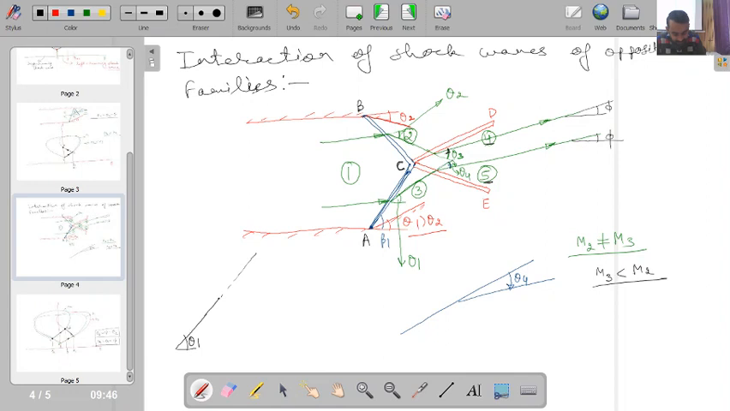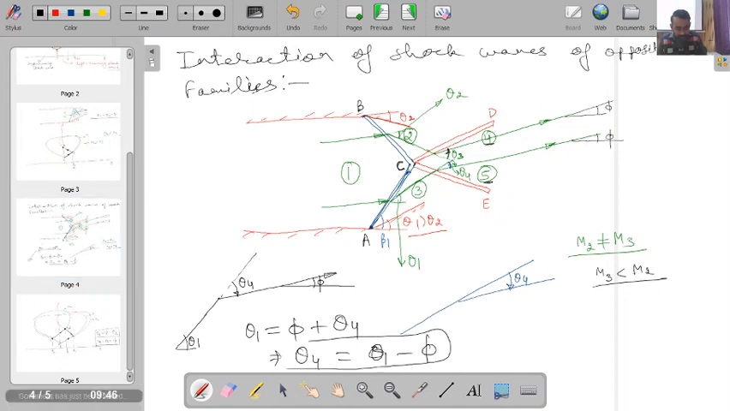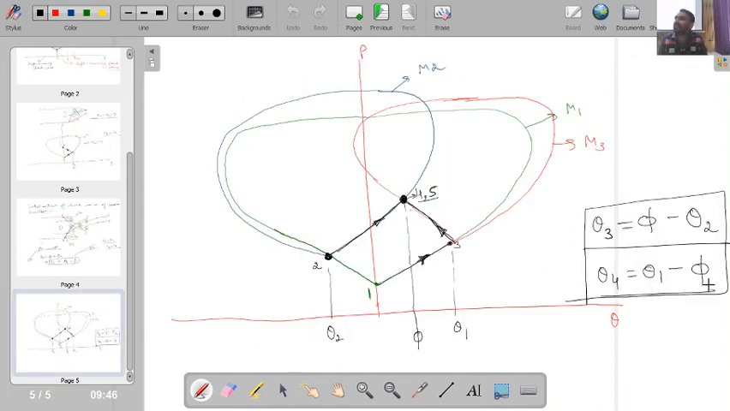Then I have got a deflected streamline, and the angle between these two is theta 4, and with the horizontal, this angle is phi. So clearly you can say that theta 1 will be equal to phi plus theta 4, and from here theta 4 will become theta 1 minus phi. Are you getting this relation geometrically? Theta 4 is equal to theta 1 minus phi.